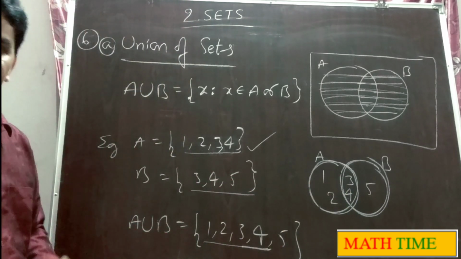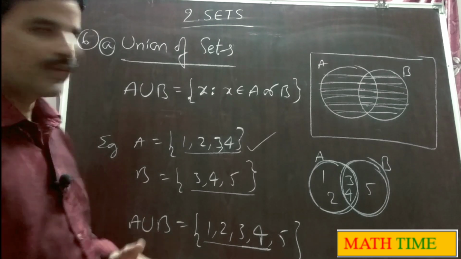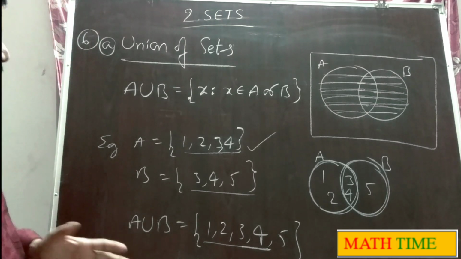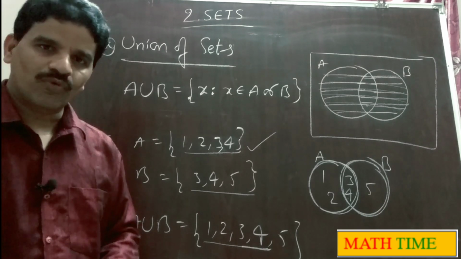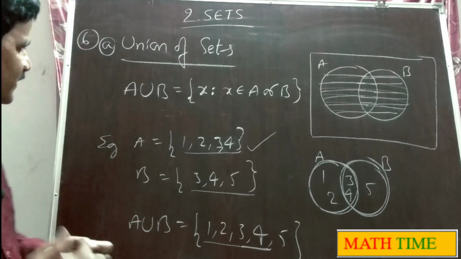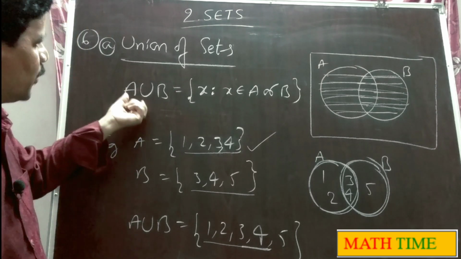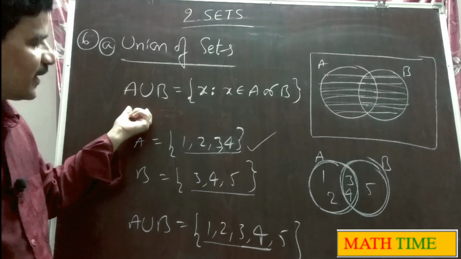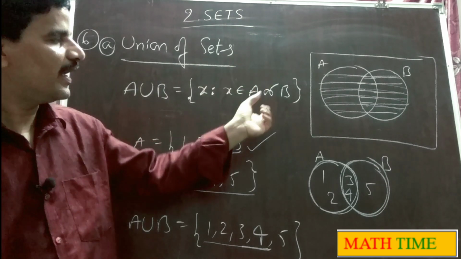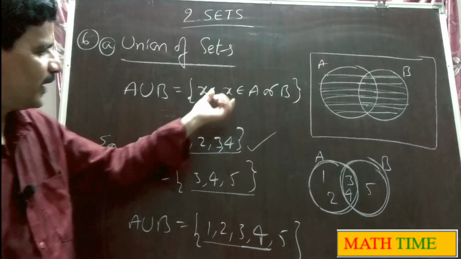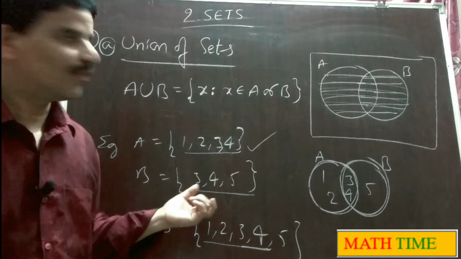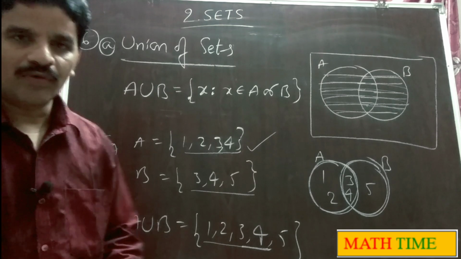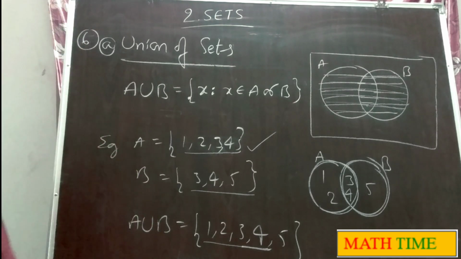Therefore, union of sets is a very, very important operation on sets. The union of 2 sets, 3 sets or 4 sets, any number of sets, is the same. For example, A union B is also a set which contains all the elements of A or B. Common elements should be taken only once. This is a good example. So union of sets is over. Now we will go to intersection of sets.